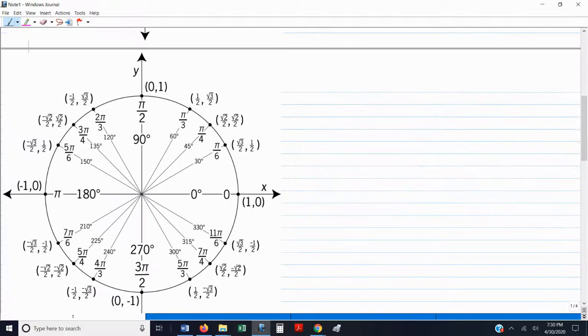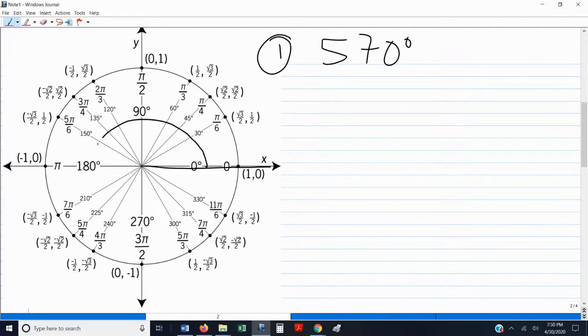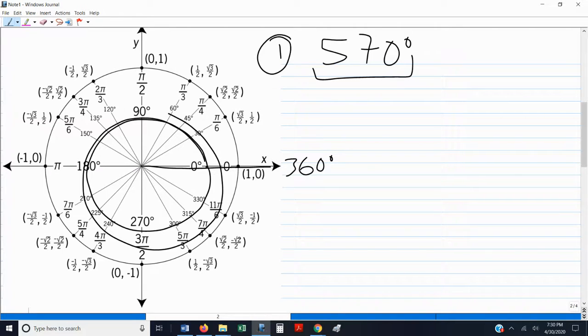All right, the next section I think is going to be a little bit easier because of everything we just did. So let's start with number 1 again, 570 degrees. If you go all the way around the unit circle, starting at 0, that's 360 degrees. However, 570 means that you kept going around. So you went 360 degrees and then you went some more to get to 570. So you made more than one revolution around.